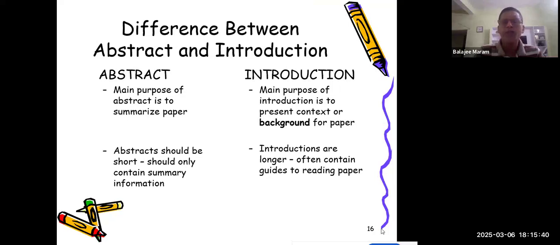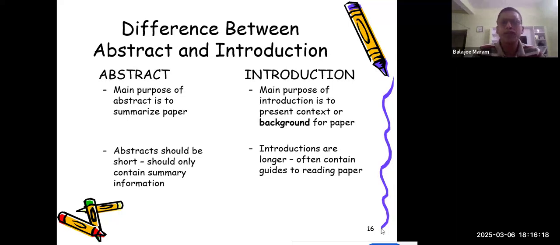But for an introduction, there is a need to write what basic information is necessary for that particular paper, what definitions are necessary, what basic methods are available, and what the research gap is. We need to mention the research gap in the introduction only, and we need to mention the forthcoming sections.